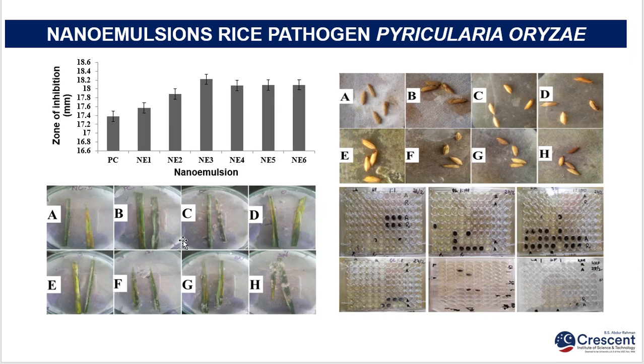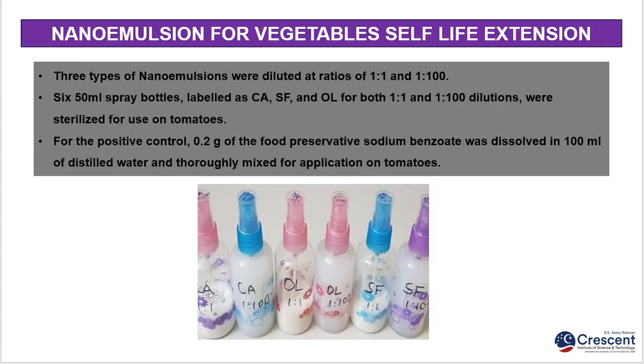Similarly, we even tried with Pyricularia oryzae in rice and paddy. We got similar results. So this is for rice and other plants. Later, we wanted to check whether these nano emulsions extend the life of perishable fruits, for example tomato, strawberry, and apple.